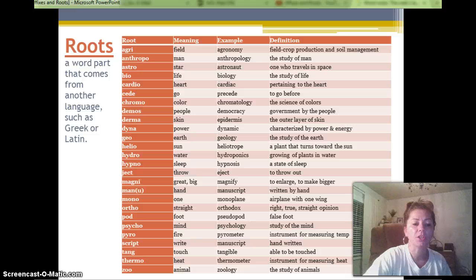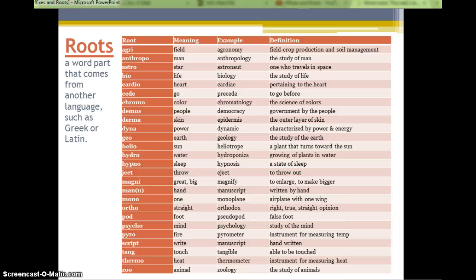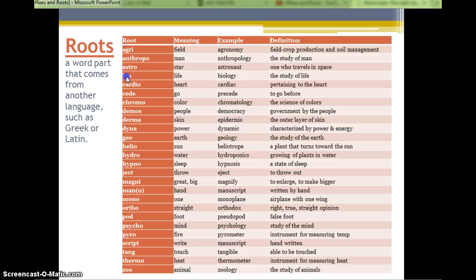On this page, what you're going to see here are a list of root words that I thought were pretty common for some of the careers that we discussed over the past few days. So let's take a closer look at some of them. Let's come down here to bio. The root bio means life. Now, you all take biology, or you will at some point, and biology is the study of life. You're studying life in bio. So anything you see with the root bio in it is going to have to do with the study of life.